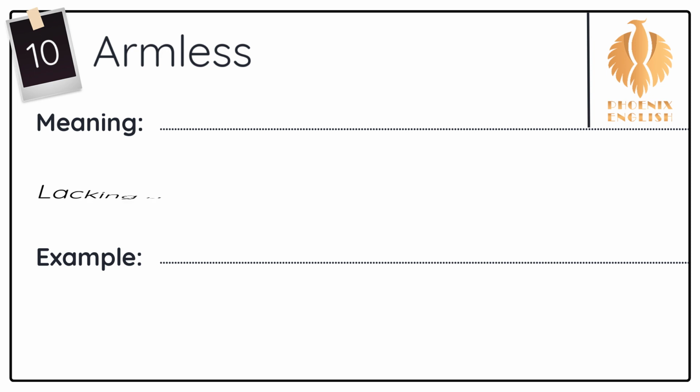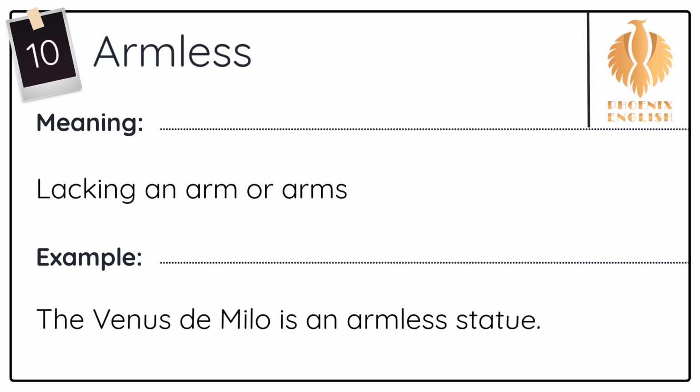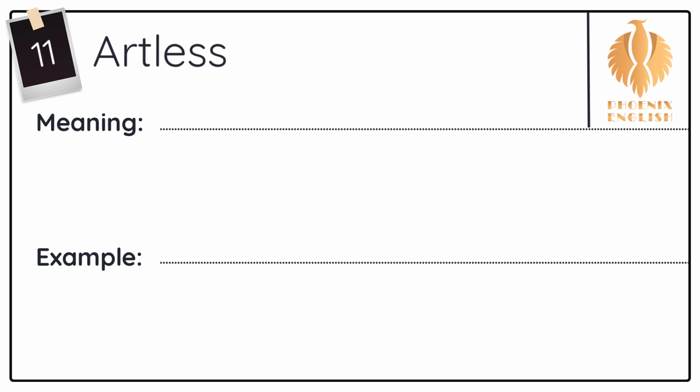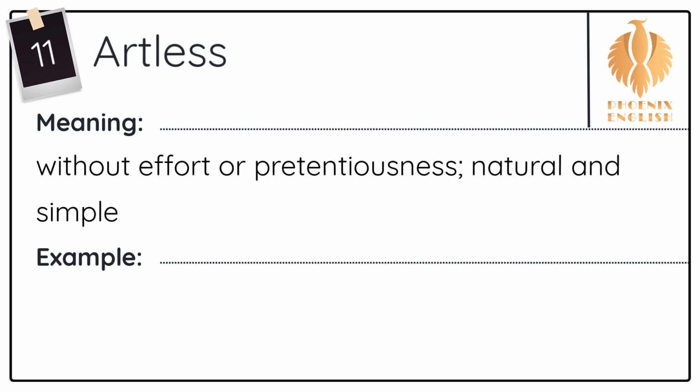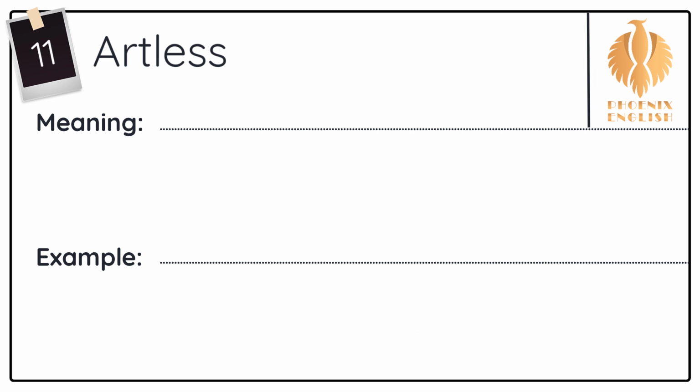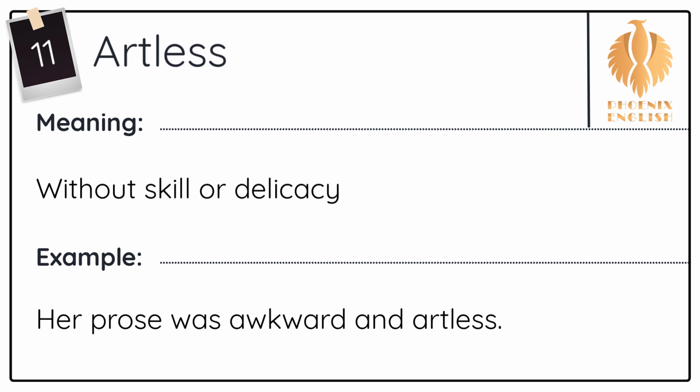Armless. Lacking an arm or arms. The Venus de Milo is an armless statue. Artless. First meaning: without effort or pretentiousness, natural and simple. It is an artless literary masterpiece. Second meaning: without skill or delicacy. Her prose was awkward and artless.